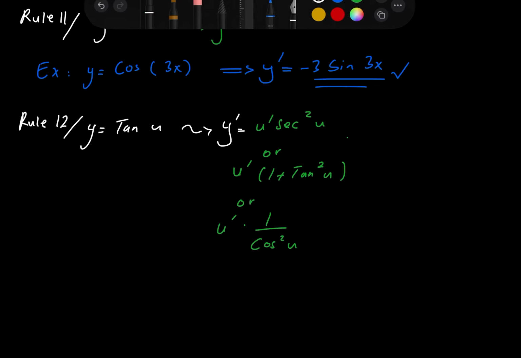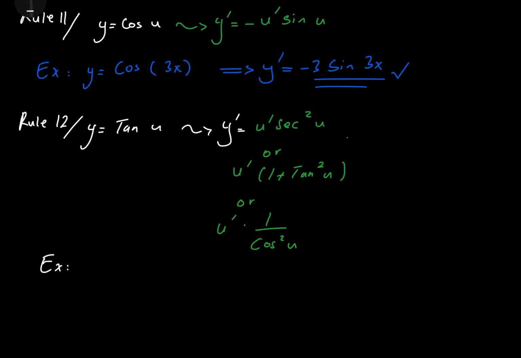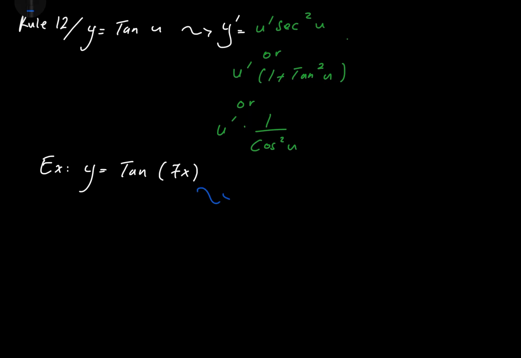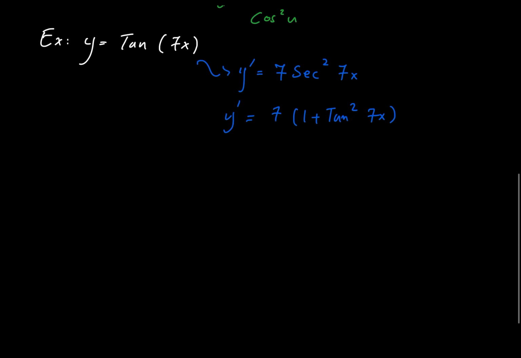So for example, if you were asked to find the derivative of the function y equals the tangent of 7x, you can take the derivative of this function by using any of these three ways. So you can write y prime is equal to the derivative of 7x, which is simply 7. So 7 times secant squared of 7x. Or you can write it as 7 times 1 plus tangent squared of 7x. So all of these ways are possible, and even the third way. Let's go ahead and take a look at the next rule now.